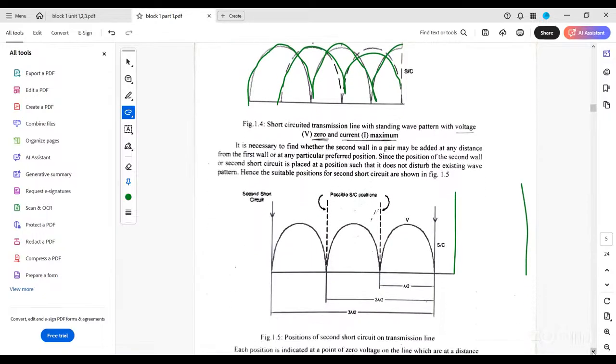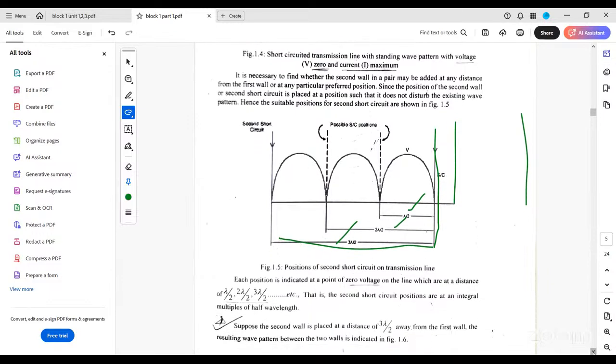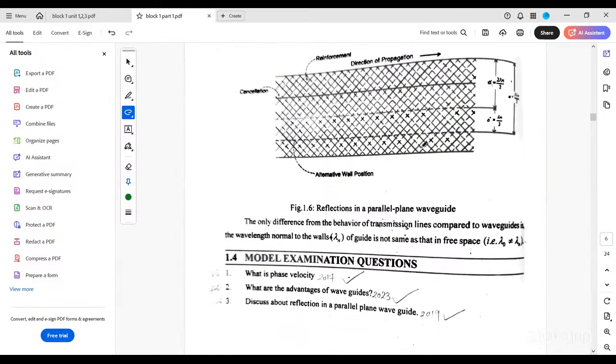Next diagram. This short circuit every time I am shifting. Suppose short circuit is here. From the beginning point, what is 3/2? This is the first short, second short. Next short circuit is shifted here. Every time the wavelength is changing: λ/2, 2 λ/2, 3 λ/2. Next figure is about the direction of propagation with the different wavelengths. This is the third diagram.